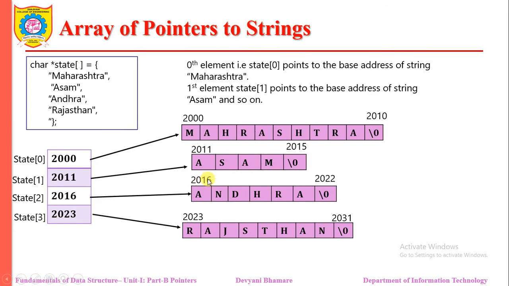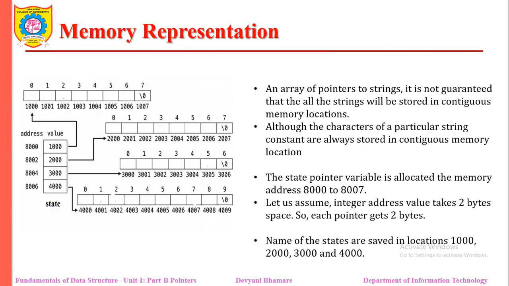They can vary. Although the characters of a particular string are constant, so we always store them in contiguous memory locations, the first string starts at location 1000 and continues from that same location. Then the second string will start at a second location, which cannot necessarily be continuous. Then the third will start at the third location. The state pointer variable is allocated memory from 8000 to 8007. Here all the values are going to be stored as the base address of that particular string.